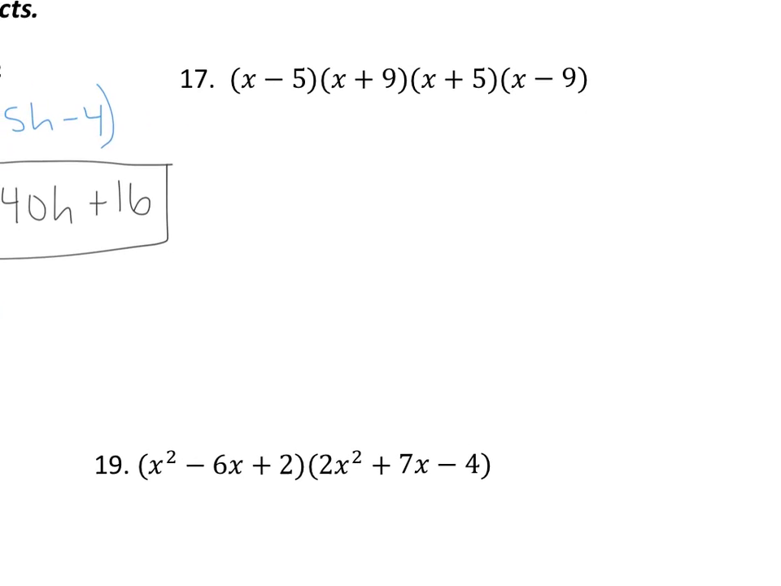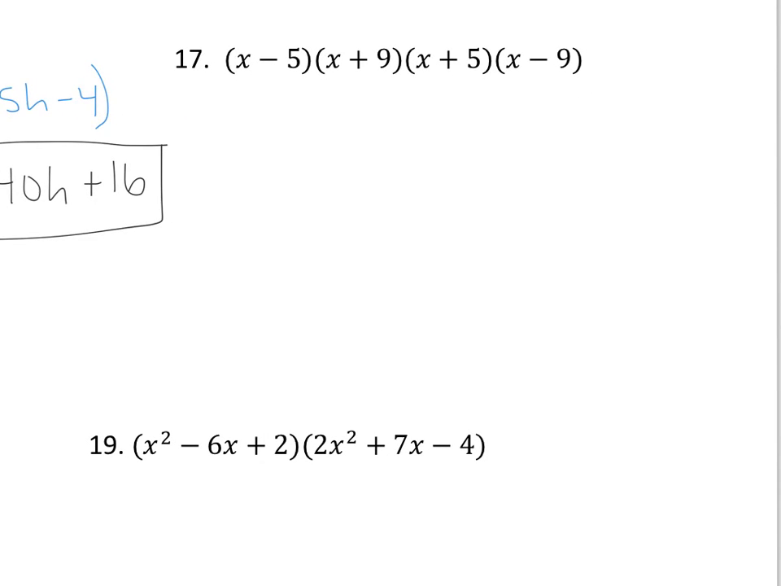Number 17 now, there's quite a bit going on, right? I see a couple things that I could put together right away that would make it easier to complete this problem, specifically x minus 5, x plus 5, and x plus 9, and x minus 9, because these are special product rules. So let's look first at the x minus 5 and the x plus 5. That's a special product rule because it's a product of a sum and difference. So that will give me x squared minus 25.